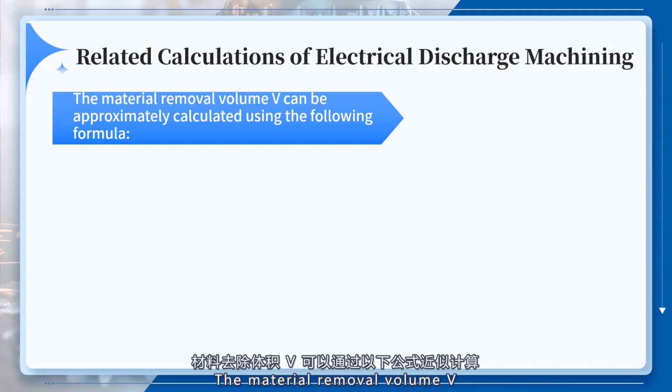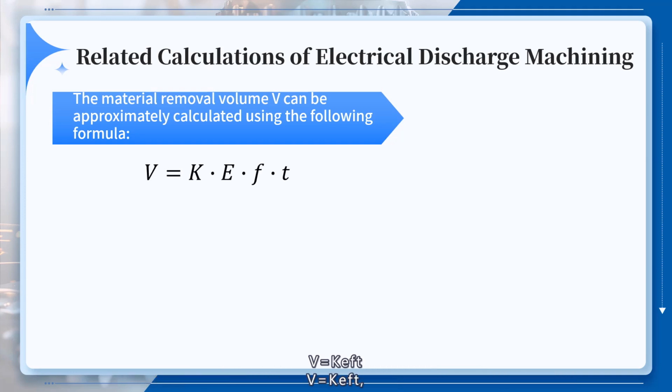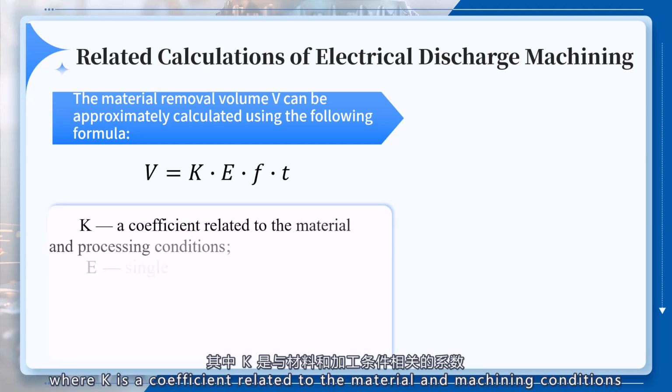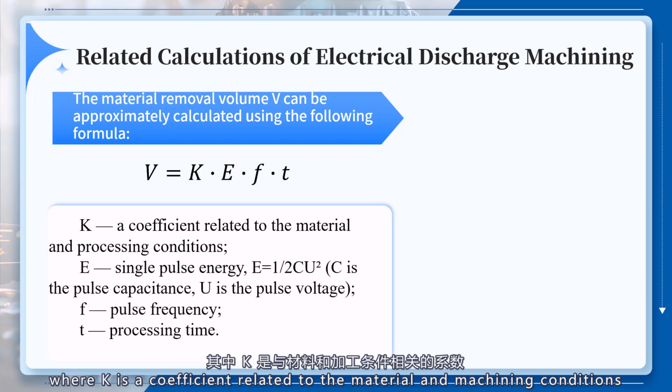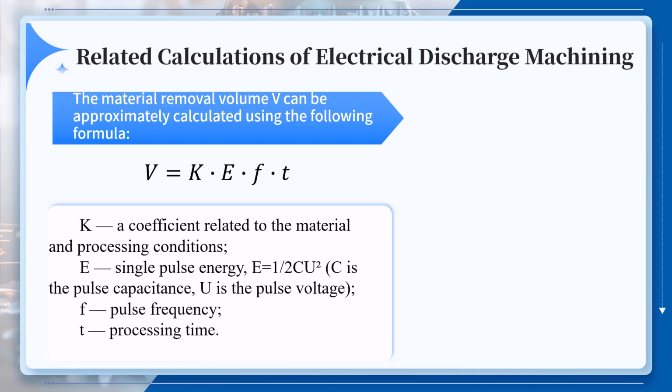The material removal volume V can be approximately calculated using the following formula. V equals KEFT, where K is a coefficient related to the material and machining conditions. E is the energy of a single pulse. E equals 1 divided by 2 CU squared, where C is the pulse capacitance. U is the pulse voltage. F is the pulse frequency. T is the machining time.